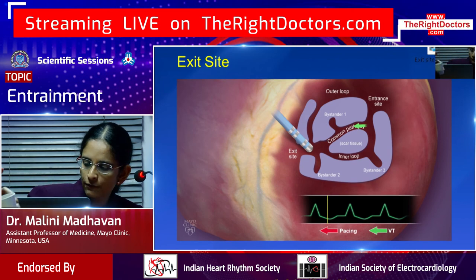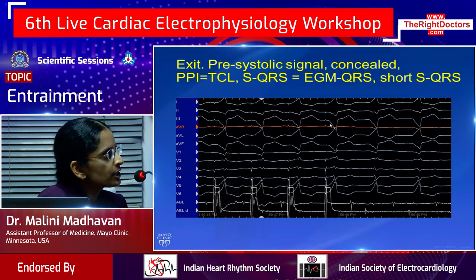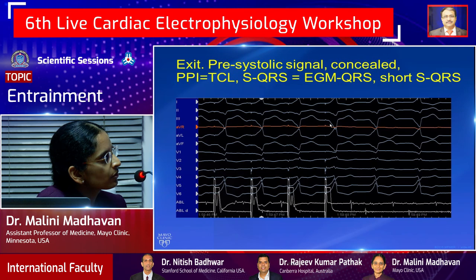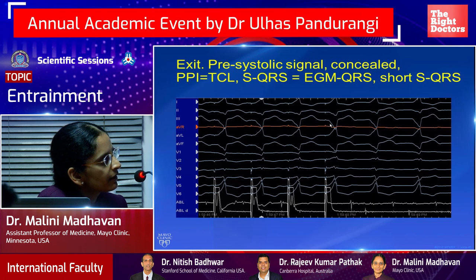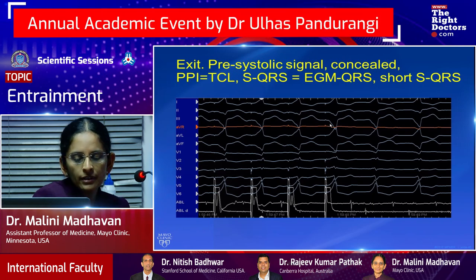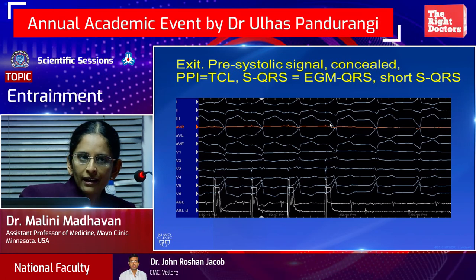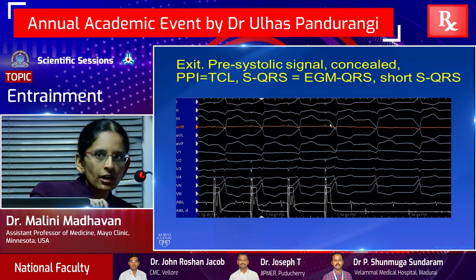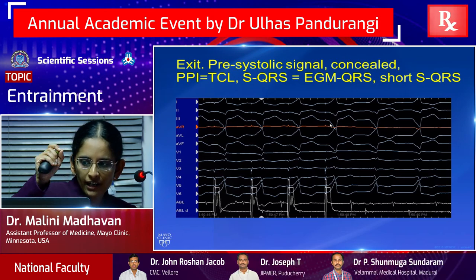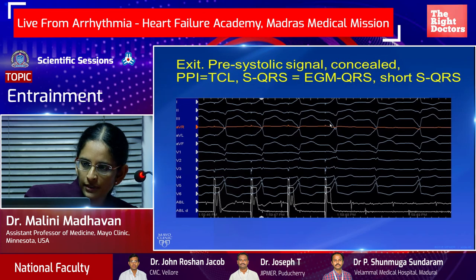You'll have concealed fusion, but your stim to the QRS is going to be very short. You see how short the stim to QRS is? And it's going to be similar to the electrogram to the QRS here, and the PPI will be similar to the TCL. So that's your exit site. Again, exit site is typically not a target for ablation. You want to know where that mid-diastolic signal is before you ablate.